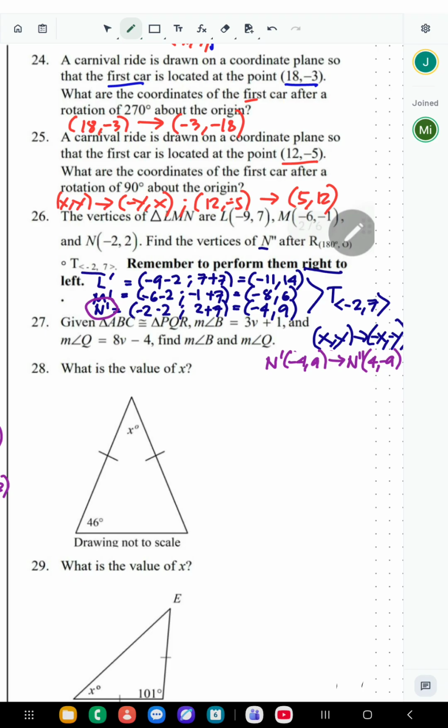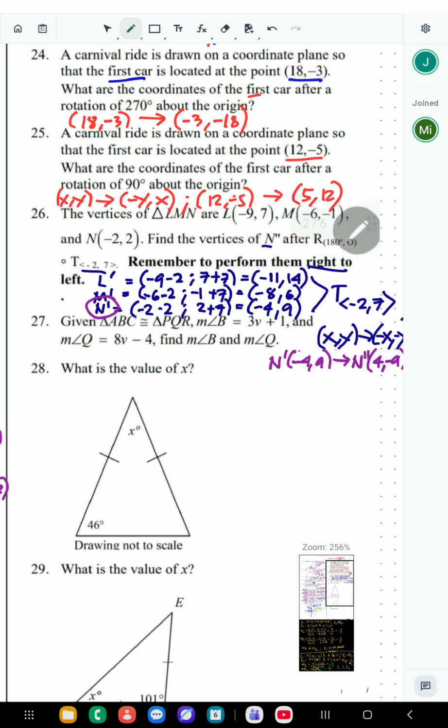All right, that was a bit complicated. So you start with the translation before you rotate, so it won't be confusing. Then for 27. Okay, why do we have to skip 27? You understood this? You don't have any problem with 27?